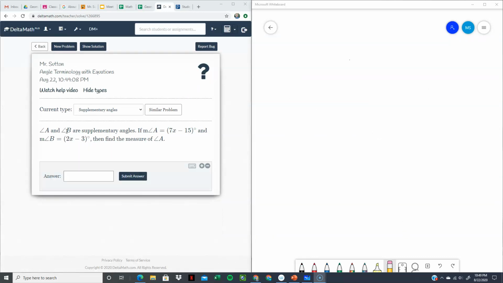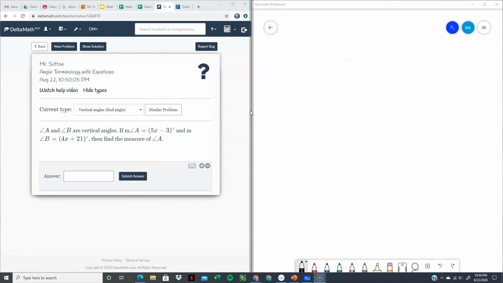Supplementary angles is another type you might get. So it's very similar. We have two angles that are supplementary, and they give expressions for each. And then it says find the measure of angle A. And I'm not going to go through this one because it is very similar. The difference is instead of setting it equal to 90 degrees, you set it equal to 180 degrees. So I'm going to leave that one for you to try on your own.